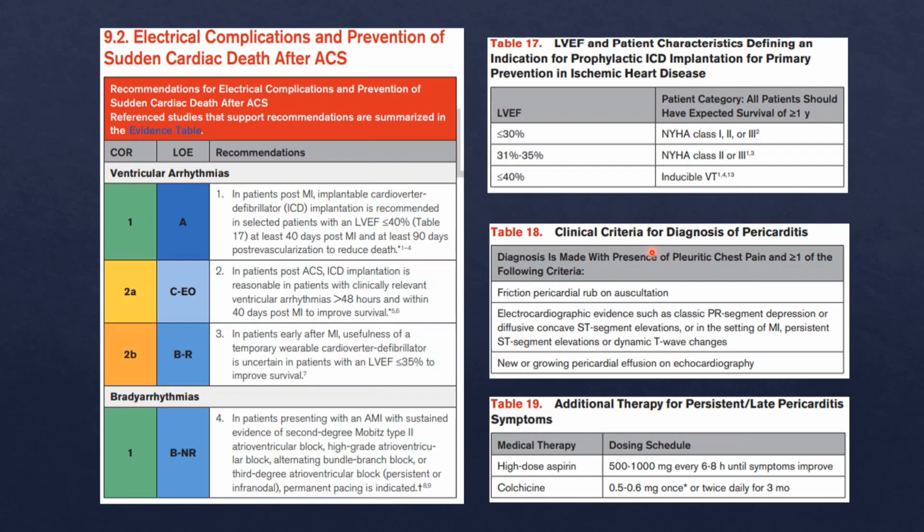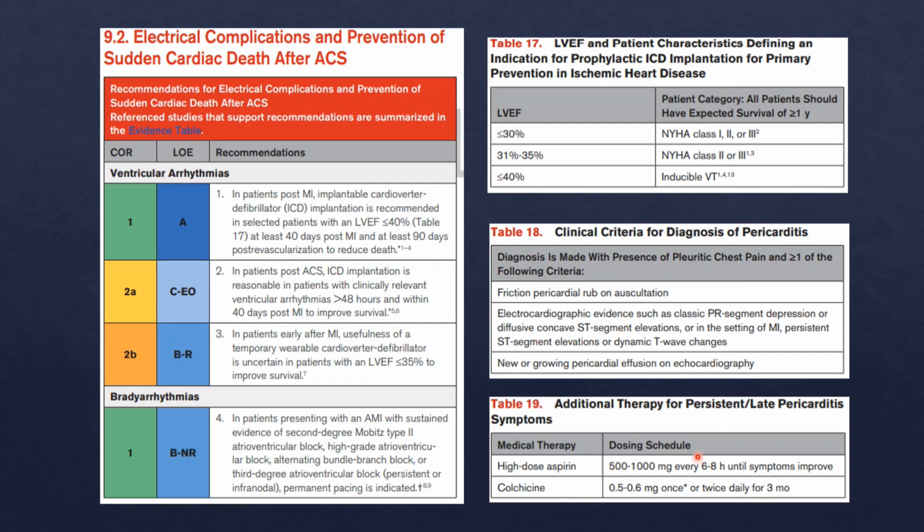And additional therapies for pericarditis or late persistent pericarditis include use of high dose aspirin, up to a dose of 500 to 1000 milligrams every 6 to 8 hours until the symptoms improve, and colchicine at a dose of 0.5 to 0.6 milligram once or twice daily for 3 months is also recommended in these patients. These patients must be managed in a cardiac intensive care unit, and that is also a class 1 recommendation.